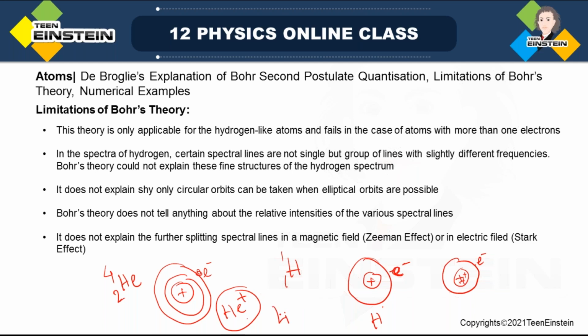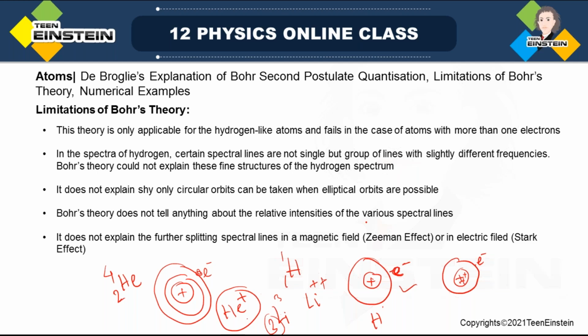Similarly, lithium has three electrons, so three electrons should be there. But if I take doubly ionized lithium, then in the outer orbit there will be only one electron. That is also just like a hydrogen atom. So these are called hydrogen-like atoms.